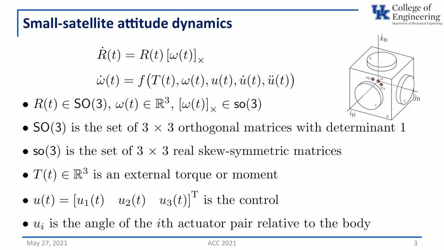Omega is the angular velocity, and omega cross represents the skew symmetric form of omega, which is an element of small so(3), or the set of 3 by 3 real skew symmetric matrices. T is an external torque or moment. U is the control whose elements are the rotation angles of the actuator pairs relative to the body. This control is suitable for rotational mass actuators like servo motors, which accept rotation angles as inputs.